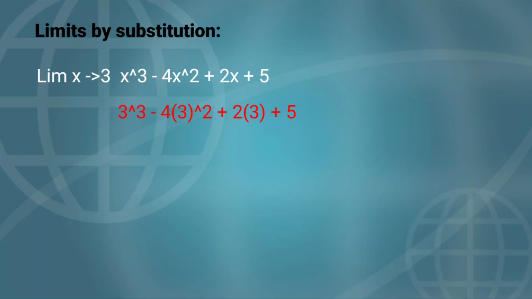So let's simplify them. 3 raised to 3 is equal to 27. And next would be negative 4 multiplied by 3 raised to 2, which is negative 36. And next would be 2 multiplied by 3, which is positive 6. And next, let's bring down positive 5. So 27 minus 36 plus 6 plus 5 would be equal to 2. As you can see, we got a real number, as I said a while ago.